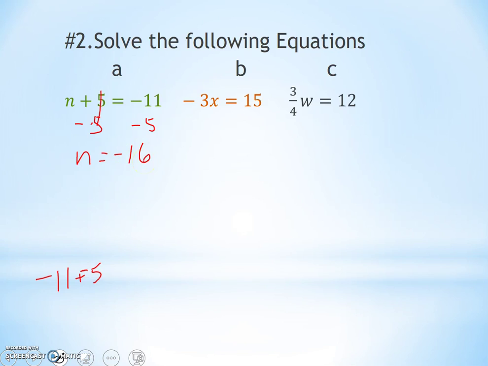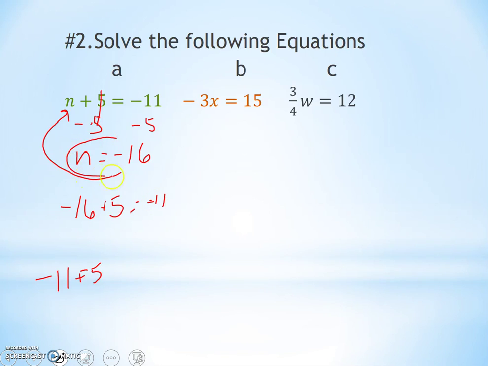Let's check this out and make sure that it actually works. If I plug negative 16 in here, does negative 16 plus 5 equal negative 11? We can think of this as 16 bad guys plus 5 good guys. So the 5 good guys can wipe out 5 of the bad guys, and we'd have 11 bad guys left. And so it does equal negative 11.